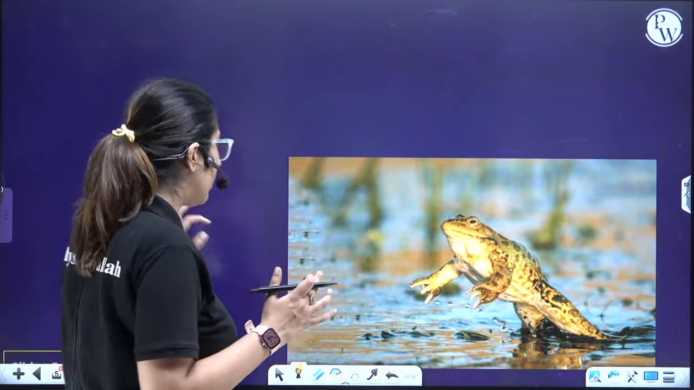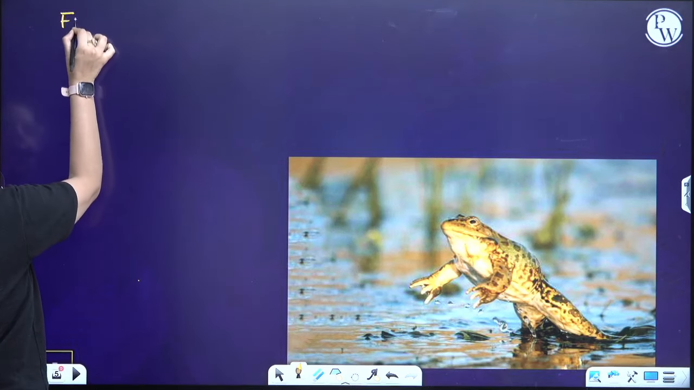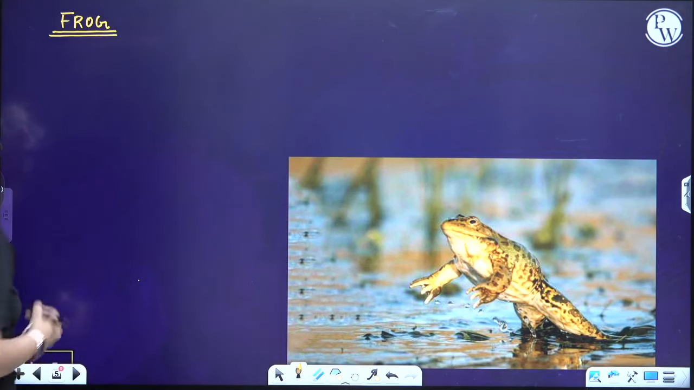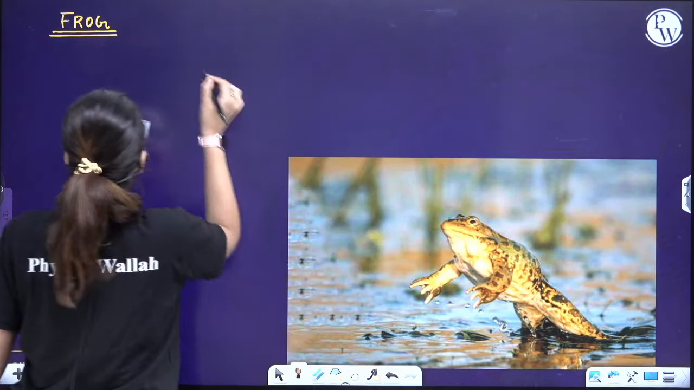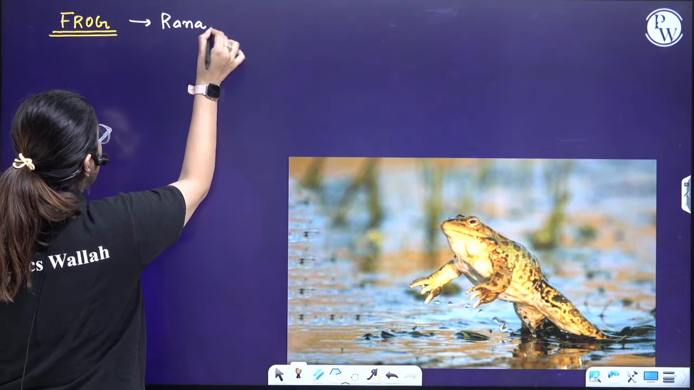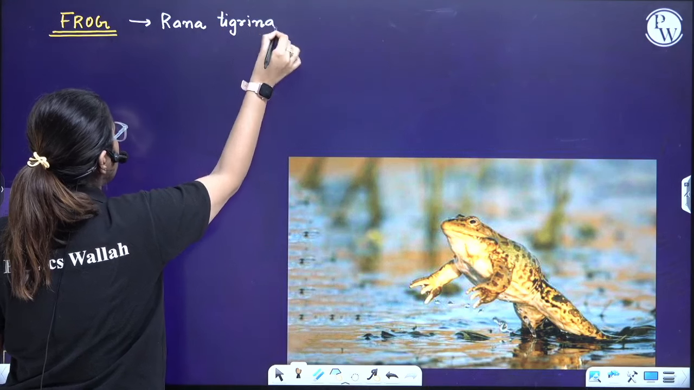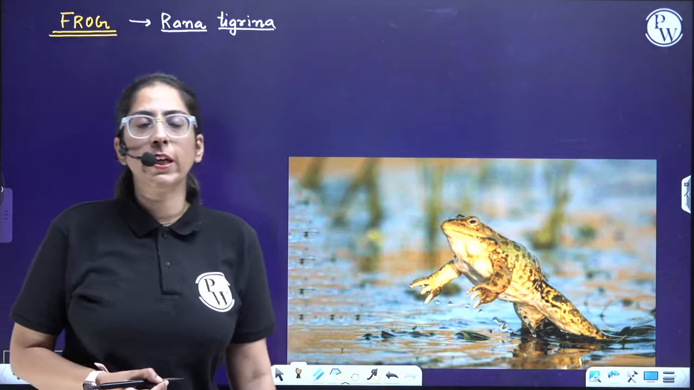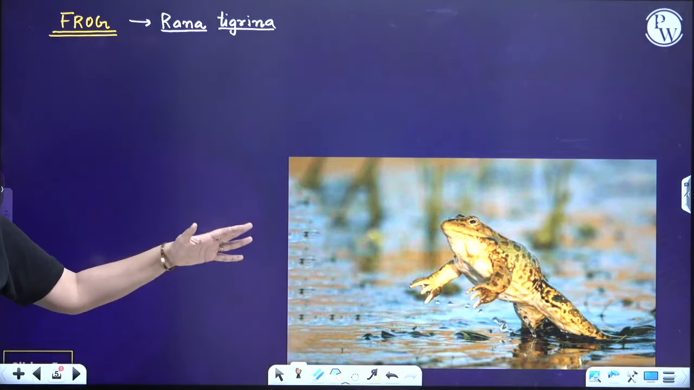So the topic which we are dealing with is the frog. What is the scientific name of frog? The scientific name of frog is Rana tigrina. Before going deep into this topic, this is also a chordate. Let's look at the classification of these organisms.